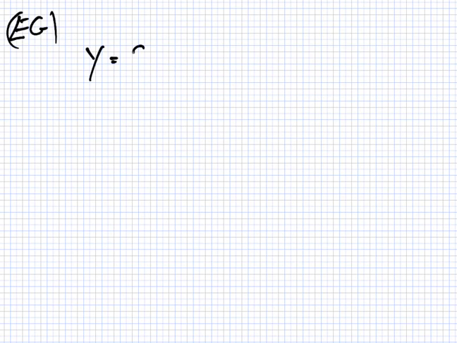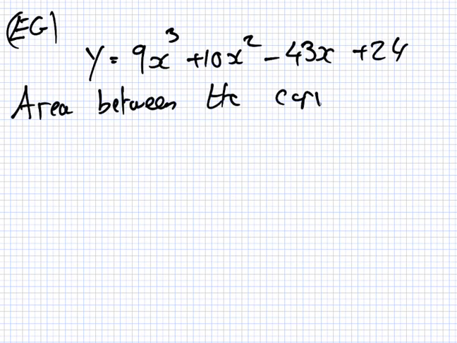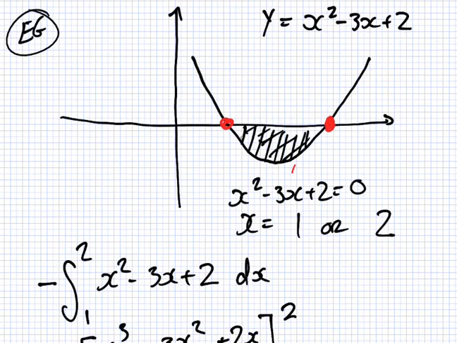So I have y equals 9x cubed plus 10x squared minus 43x plus 24. And my question is, what is the area between the curve and the x-axis? Just like, if I go back for a moment, just like this one here, I wanted the area between the curve and the x-axis.